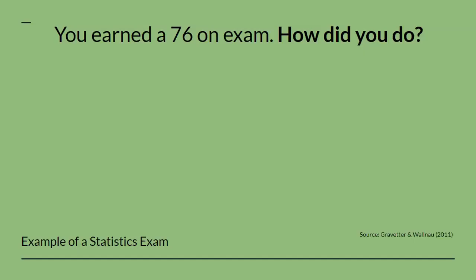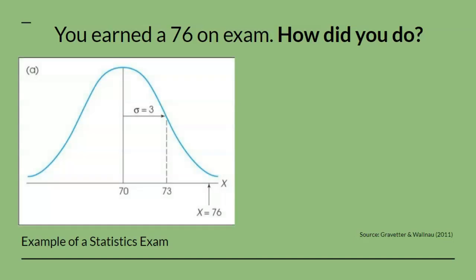Let's imagine the following scenario. You earned 76 on the statistics exam. How did you do? What information about the exam would you want to know first in order to make an interpretation? Let's imagine this first scenario. The mean or class average was 70 and the standard deviation was 3, which means that your score of 76 falls way up here, meaning you did extremely well compared to the rest of the class.